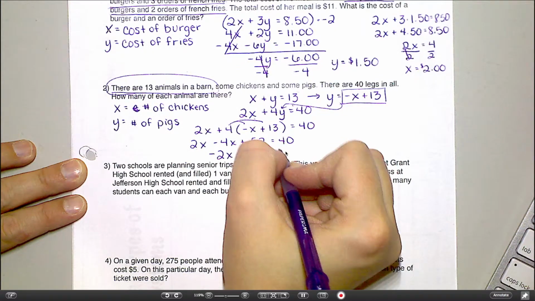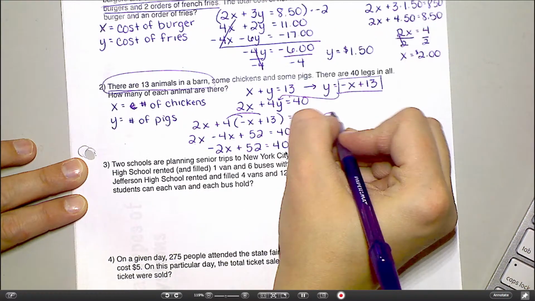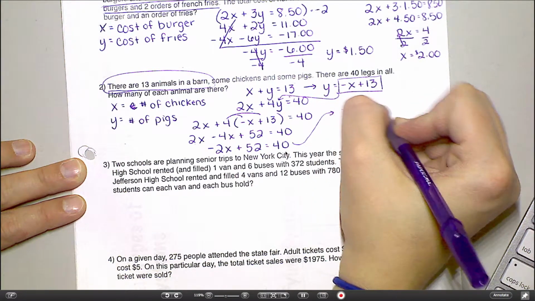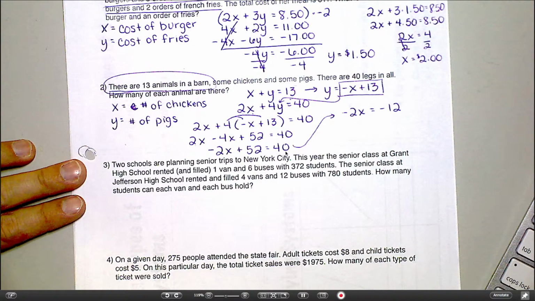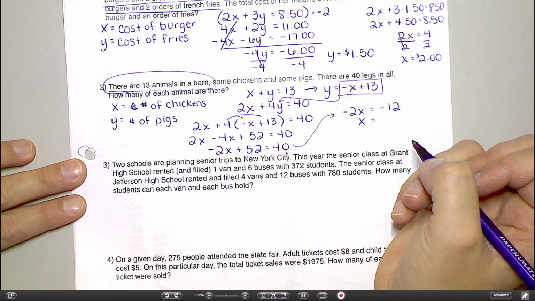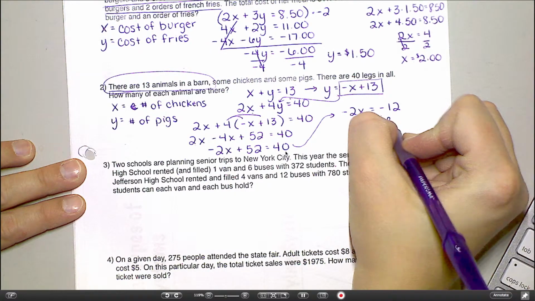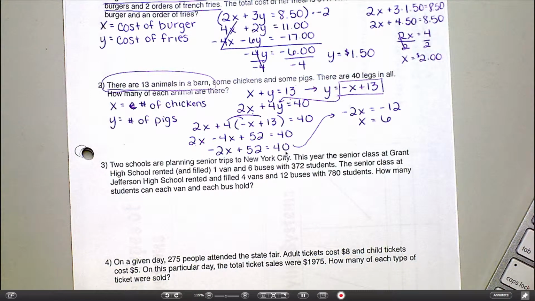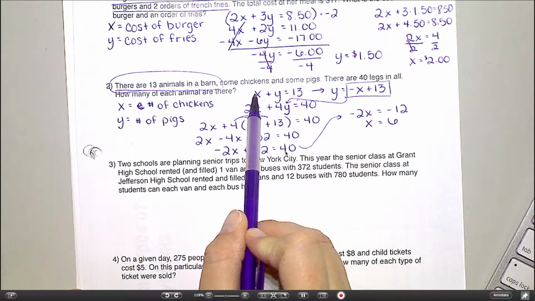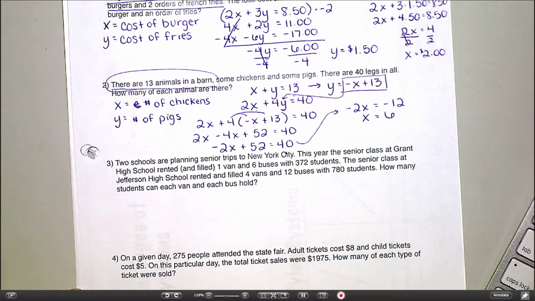What do I do from here? Okay, subtract the 52. That's going to give me negative 2X equals negative 12. So what's X? Negative 12 over negative 2, positive 6, right? What's that mean? There are 6 chickens. If I have 6 chickens and I have 13 animals total, how many cows or pigs or whatever it is I have? 7, right? Really what I just did there is I plugged the 6 back in here and said 6 plus Y equals 13, and then I solved it.